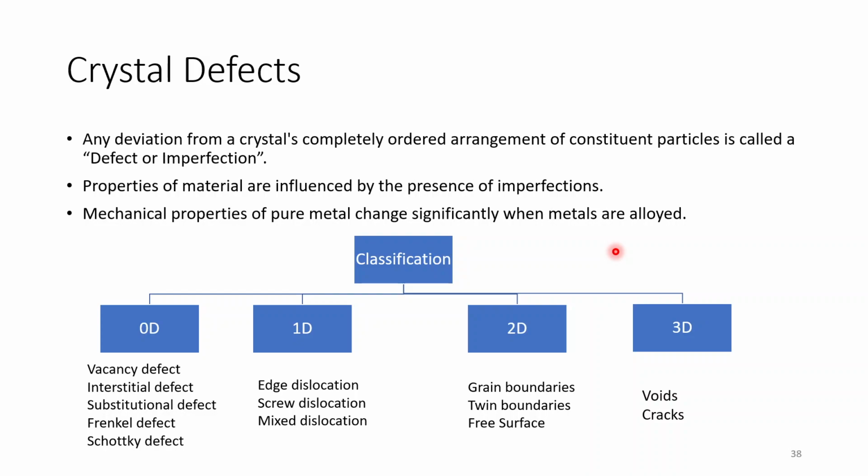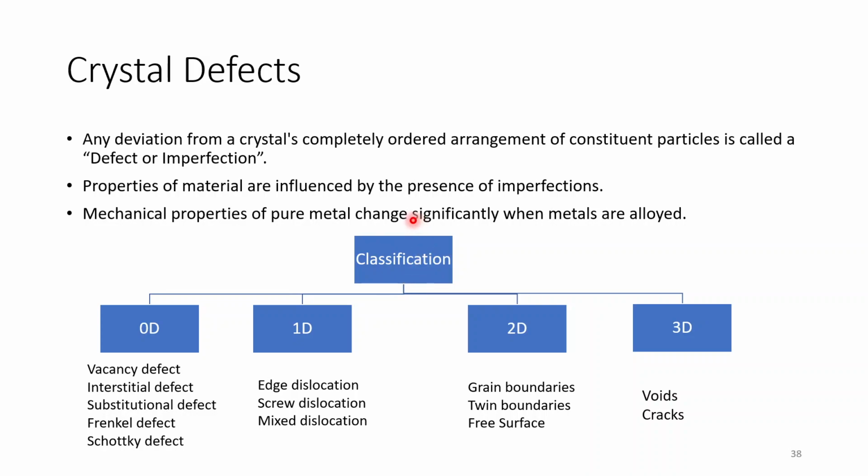Next is crystal defects. Any deviation from a crystal's completely ordered arrangement of constituent particles is called a defect or imperfection, and it affects the properties of materials. The mechanical properties of pure metal change significantly when metals are alloyed. For example, adding carbon to iron leads to the formation of steel, which is different from iron and has different mechanical properties.